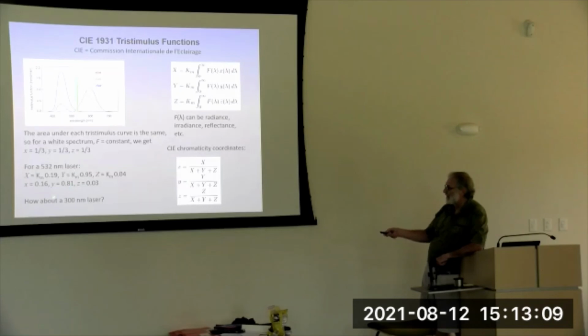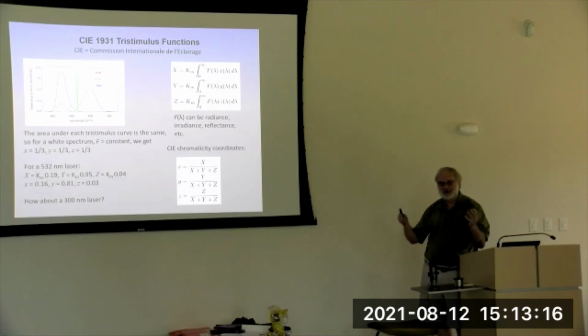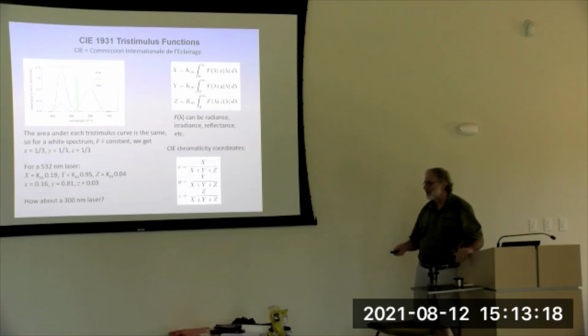And if I have a 300 nanometer laser, it's down here. I don't get a color for it. 300 nanometers doesn't have a color. It's invisible to the human eye.